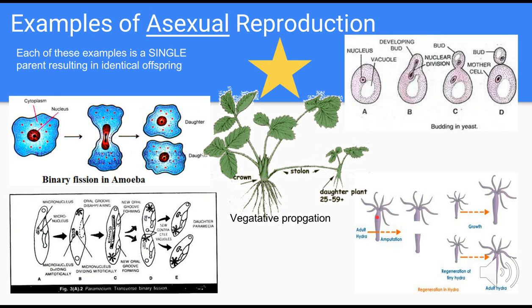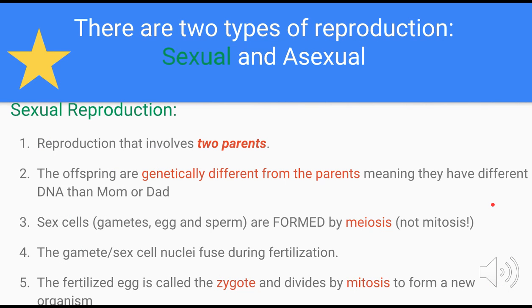So these guys have the same DNA as this guy and this guy, exactly the same. Okay, sexual reproduction involves 2 parents. That's the first big difference. The offspring are genetically different from the parents. So we have different DNA than mom and dad.